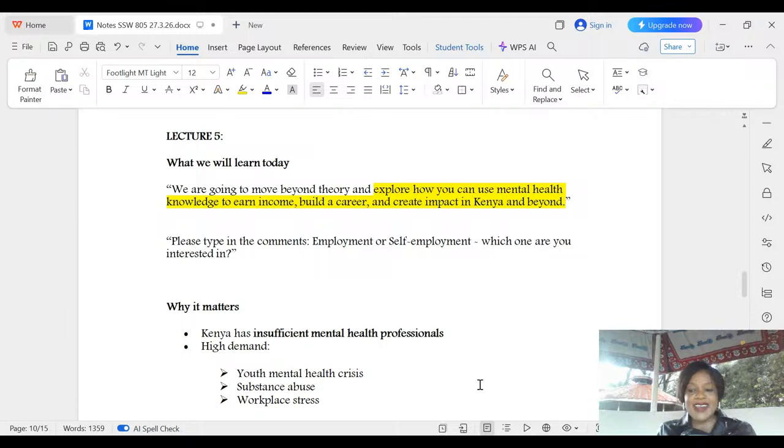So like I said earlier, yes, we do have insufficient mental health professionals, particularly because of the increase in the mental health challenges. There are various mental health challenges that we have already talked about. So there's a high demand for youth to deal with youth mental health crisis. We have a very vibrant, youthful population in our country. They really stand out worldwide, globally.